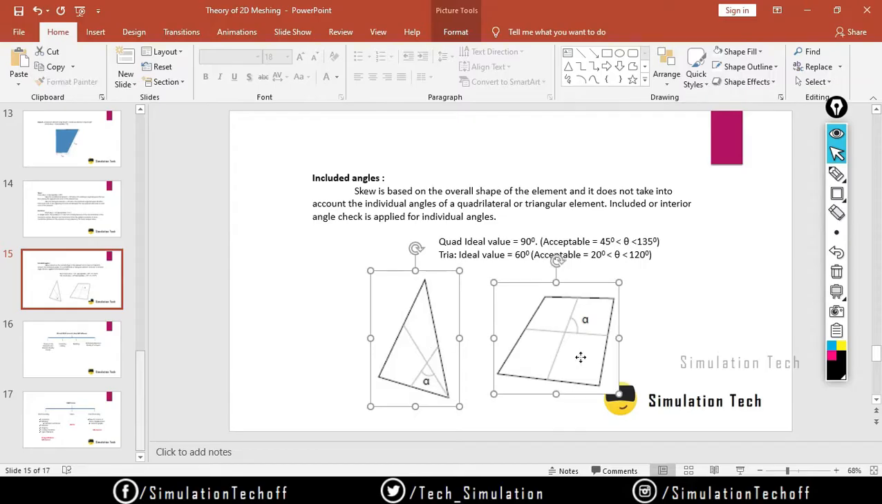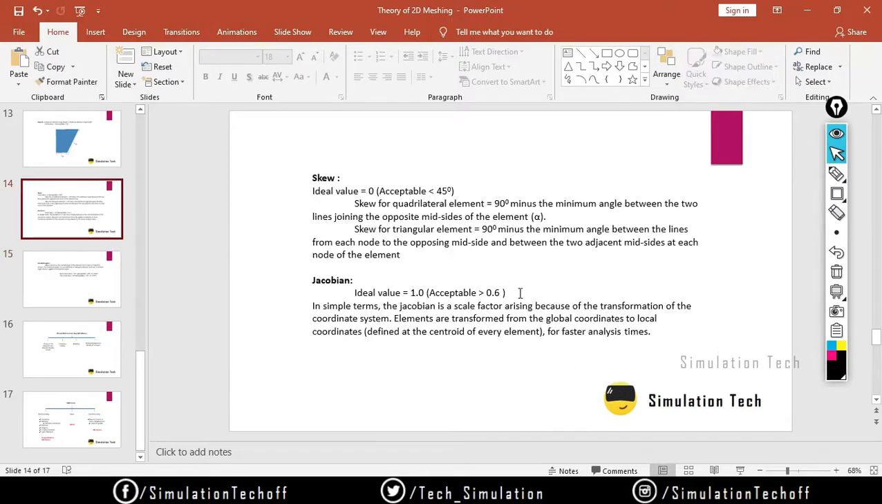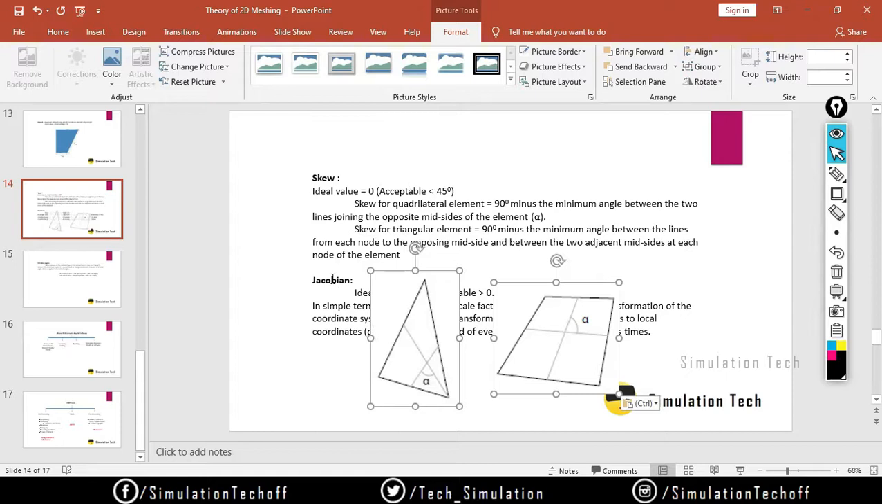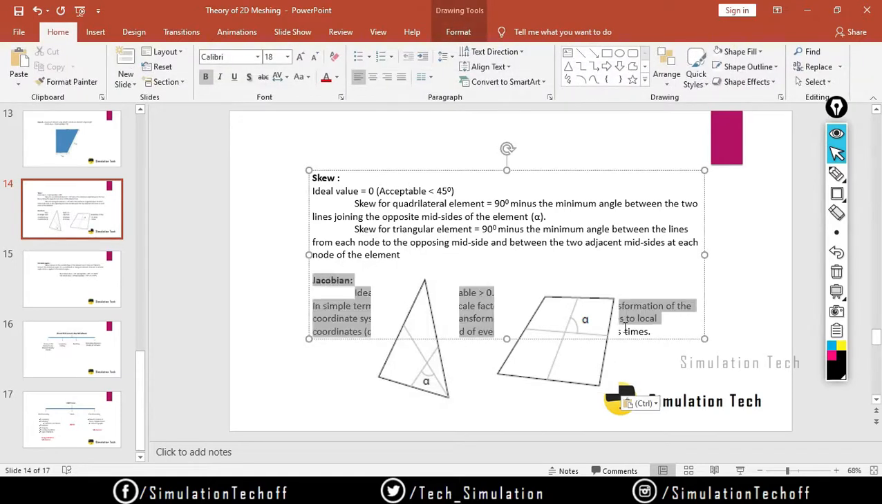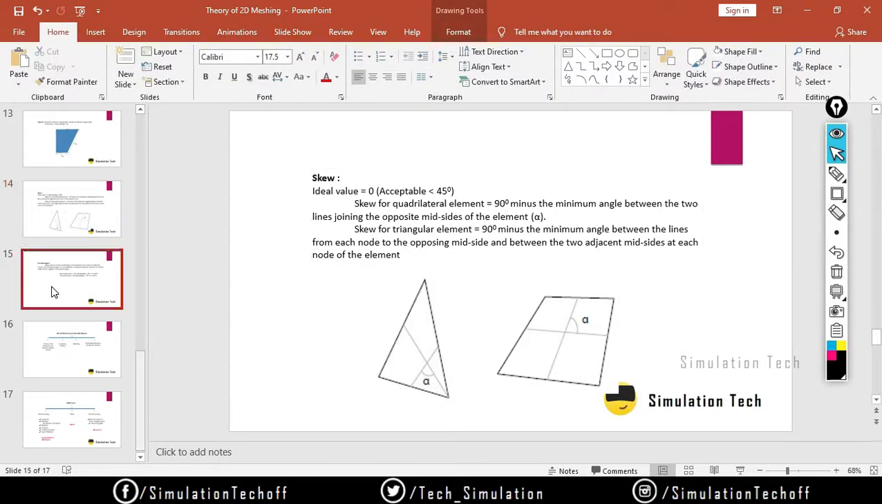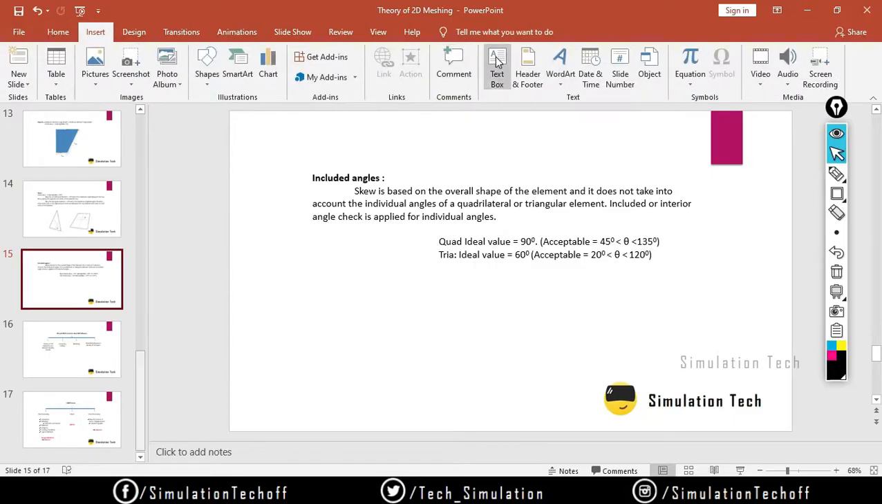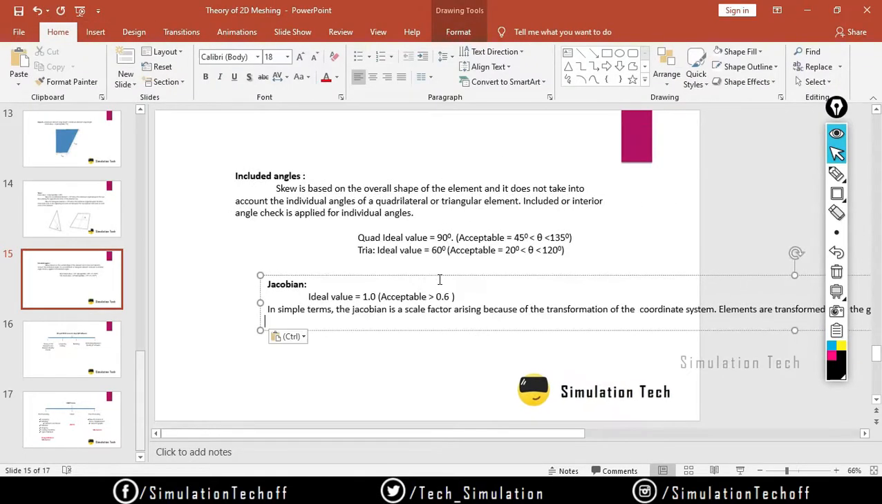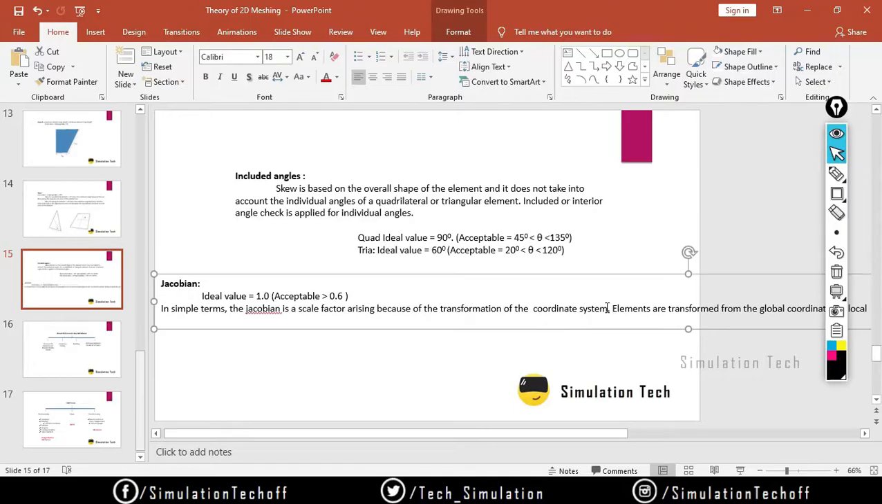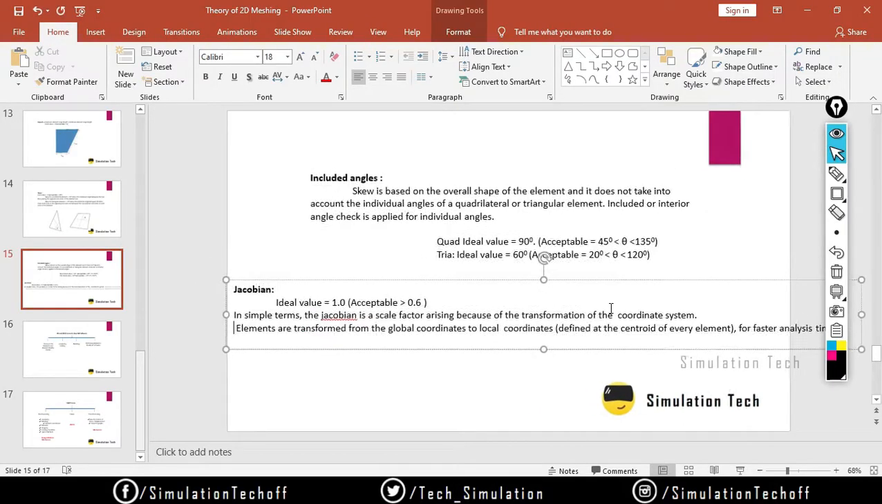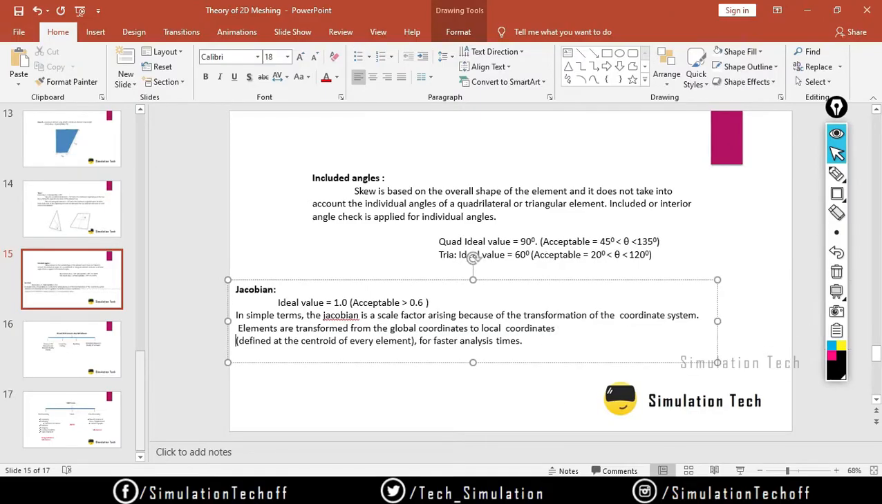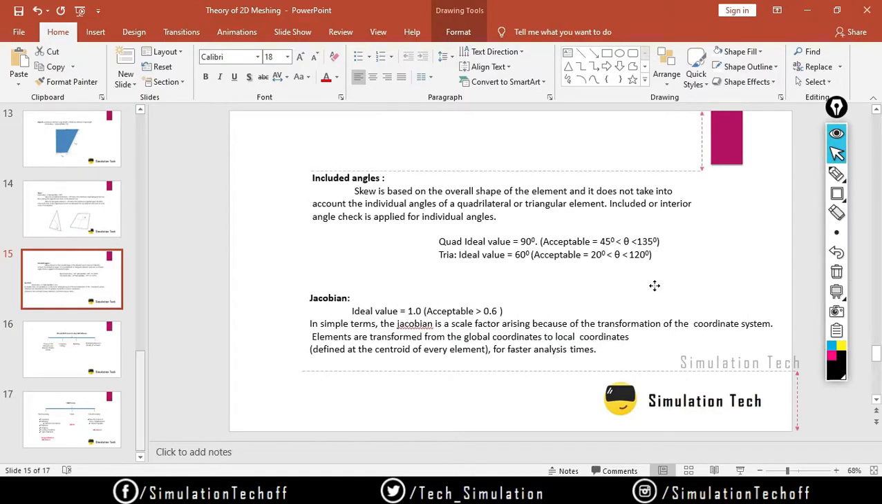So Control X, V, X. Okay, now it is fine.